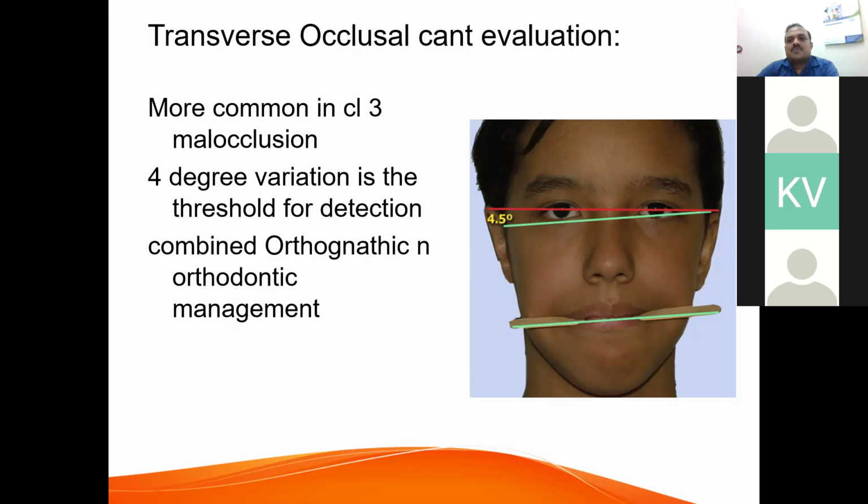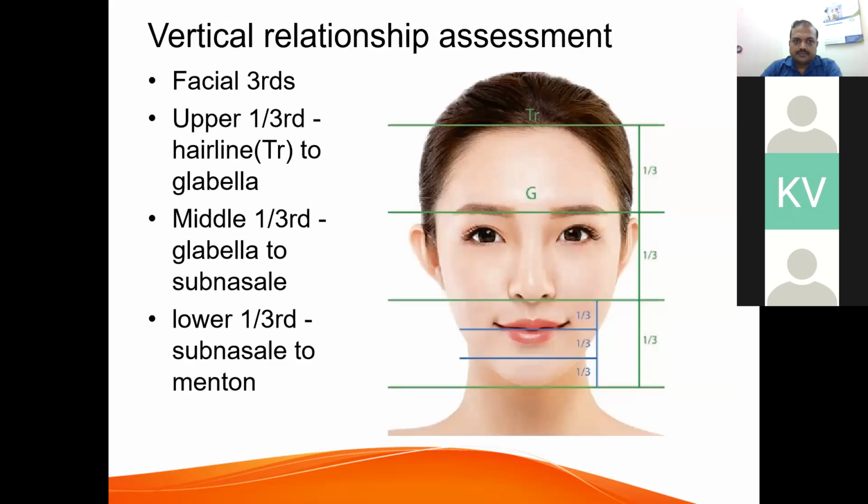The cant can also be measured by using the Frankfort plane, or you can take a PA cephalogram, which can give you the asymmetry values, or you can go for CBCT-guided stereolithographic models, which will clearly show the amount of cant present. So the values have to be recorded, and accordingly the treatment plan has to be modified. More common in case of a class 3 malocclusion.